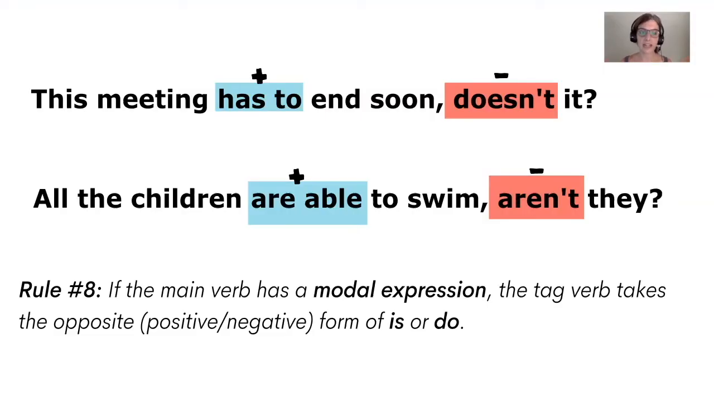Rule number 8. If the main verb has a modal expression, the tag verb has the opposite form of is or do. For example, this meeting has to end soon, doesn't it? Or all the children are able to swim, aren't they? Now, what is a modal expression?